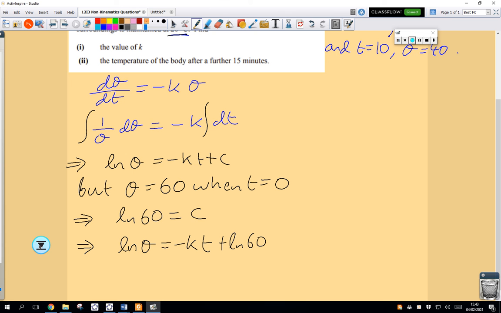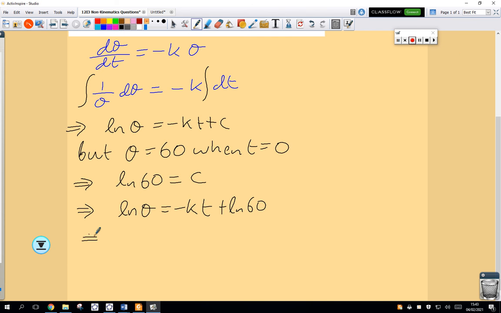And again, I might just get kt on the left. Let's try this one more time. I'm going to get kt on the left, adding kt on both sides, subtracting the natural log of theta from both sides. And if you know your rules for logs, natural log of 60 minus the natural log of theta, well, that's going to be natural log of 60 over theta. So there's kt in terms of theta.